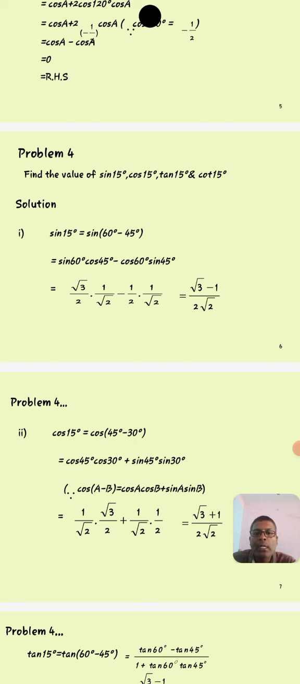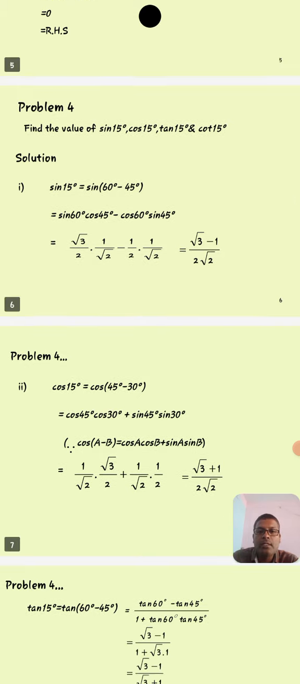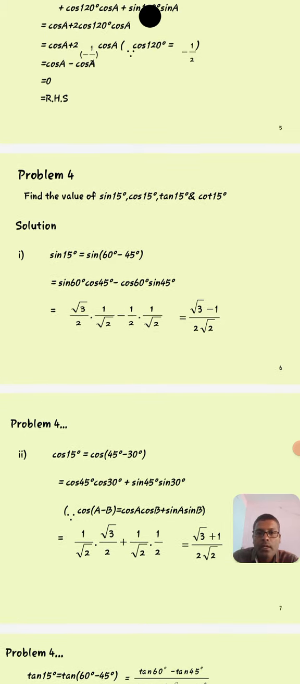But we don't know the direct value of 15 degrees in the table from last year's classes. In the 10th class level we don't know about 15 degrees. We know only 0, 30, 45, 60, 90 degrees. Those values we know. But here the given value is 15 degrees. So how do we find the value of 15 in the sine function or cos function, and tan or cot? Here sin 15 degrees is there.